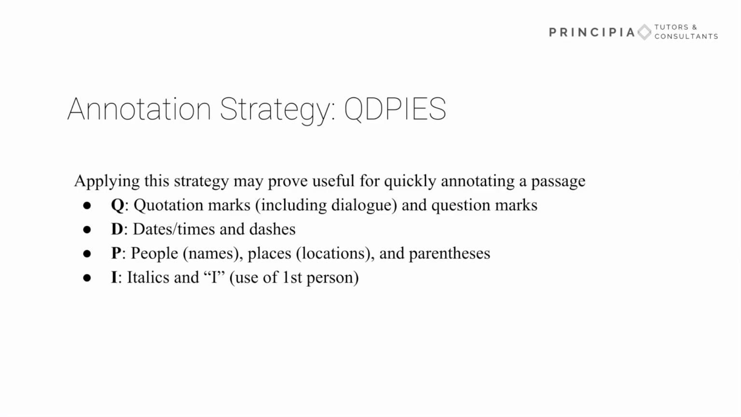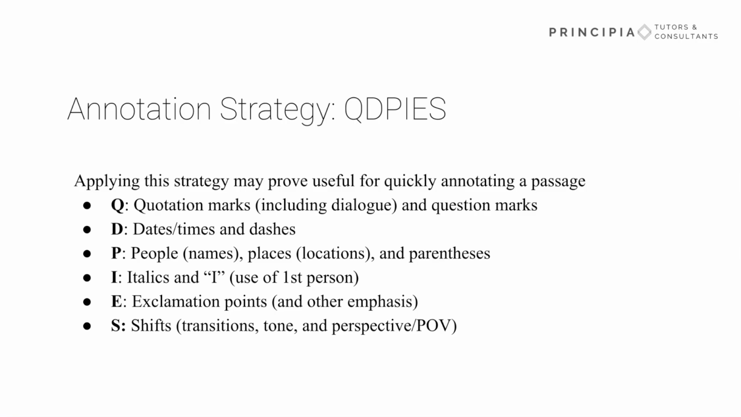I for italics and the use of first-person pronouns like I. And so italics, again, are used for emphasis. I is helpful because it lets us know the point of view is more personal and the author may identify more closely with that subject. E for exclamation points and any other emphasis not already accounted for by italics, dashes, or quotation marks and parentheses.